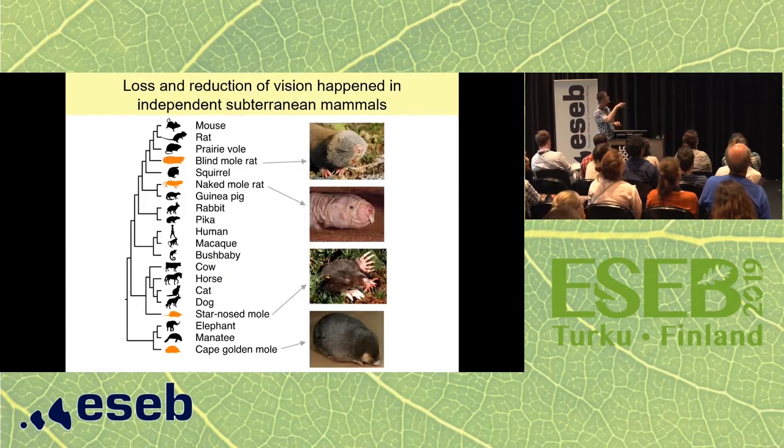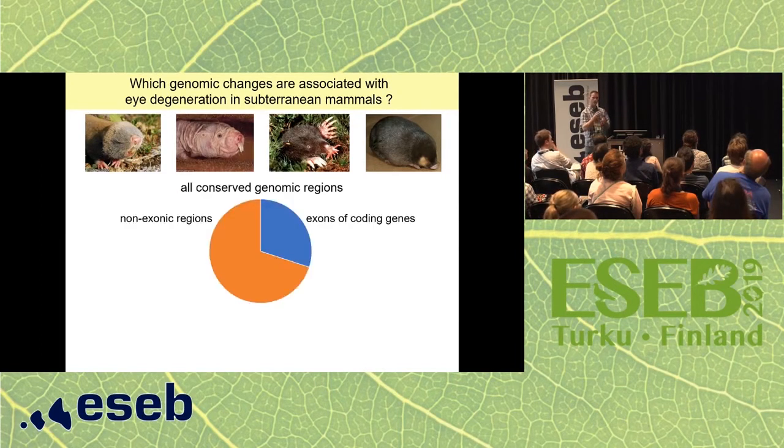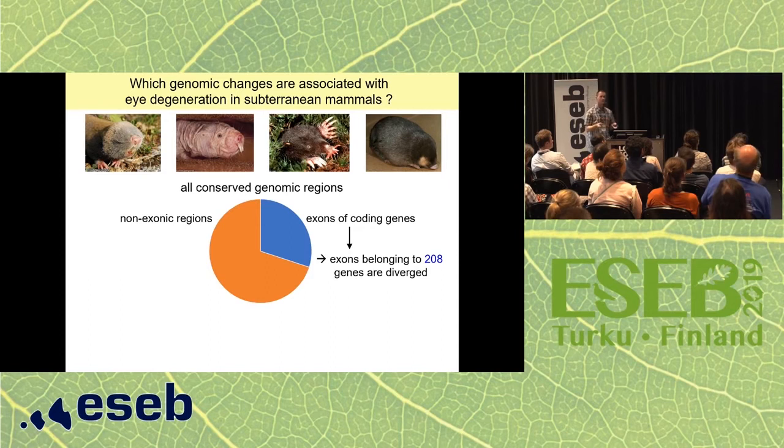If you look at this tree here, you see that there are 4 independent mammalian lineages that have adopted a subterranean lifestyle. And this is always associated with eye degeneration and loss of eyesight. So we were interested in what are the genomic changes associated with eye degeneration in these mammals. Forward genomics looks for sequence divergence in conserved genomic regions, and they largely fall into 2 classes. The first class are exons of coding genes, and here we find significant sequence divergence in these subterranean mammals in exons belonging to 208 genes.